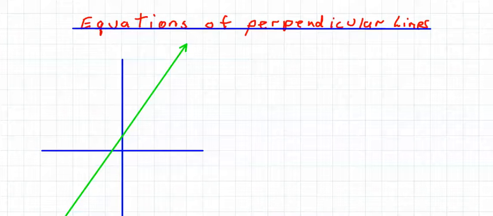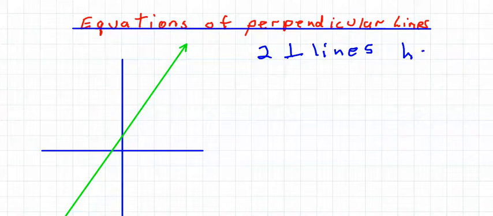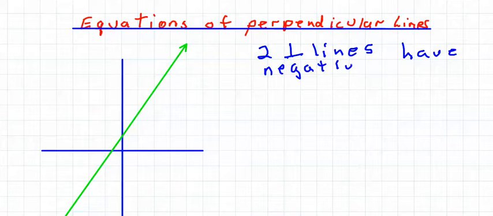Before we start, hopefully from today's little exercise, you realize that two perpendicular lines, that symbol means perpendicular, have negative or opposite, negative reciprocal slopes.